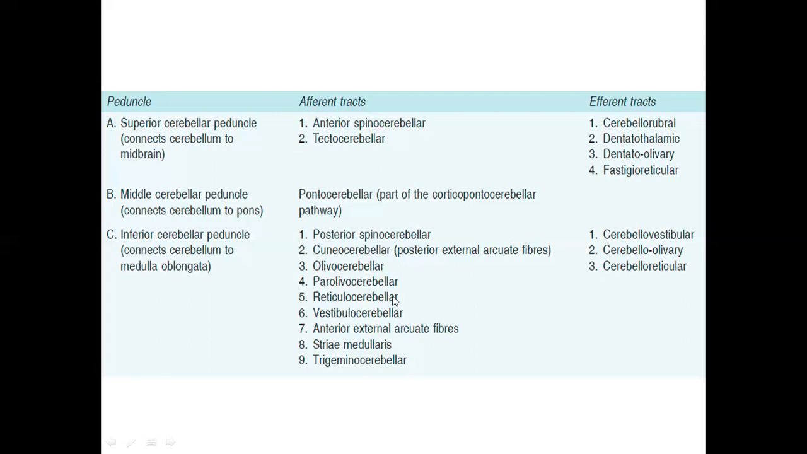So basically these are afferent tracts coming from different parts of the brain and reaching the cerebellum. They are named: posterior spinocerebellar, then cuneocerebellar, olivocerebellar, paraolivocerebellar, reticulocerebellar, vestibulocerebellar, anterior external arcuate fibers, trigeminocerebellar. So these are all afferent tracts. Efferent tracts come from the cerebellum going to distant parts of the brain, like cerebello-vestibular, cerebello-olivary and cerebello-reticular.